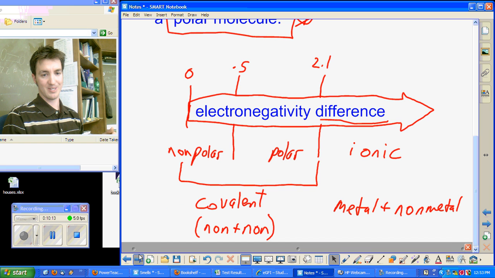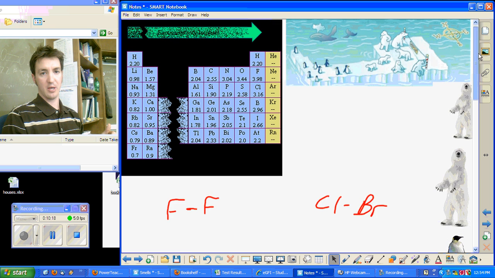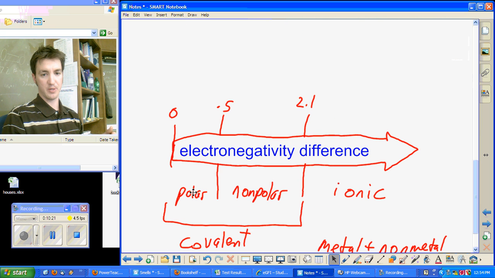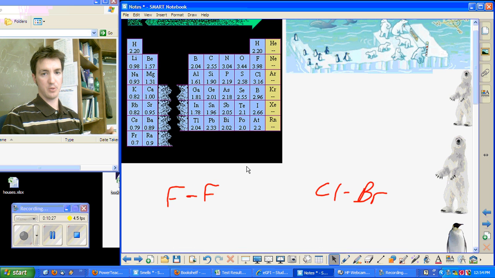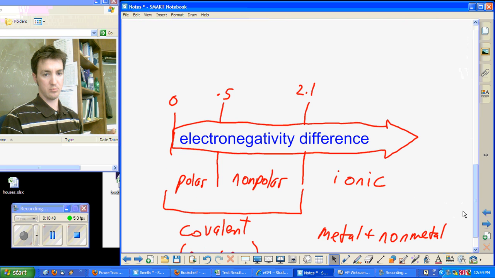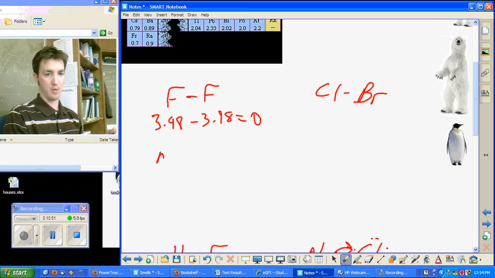So let's look at some examples with this. Let's look at examples we already looked at. If we want to actually calculate and figure out whether each of these things is polar, nonpolar, or ionic, we need to take a look at their numbers. If we have fluorine and fluorine, we have a 3.98 and a 3.98. So we're going to figure out the difference between them. I subtract, the difference is 0. So where does that lie on this? Well, that would be right there. Fluorine and fluorine, that molecule is nonpolar.